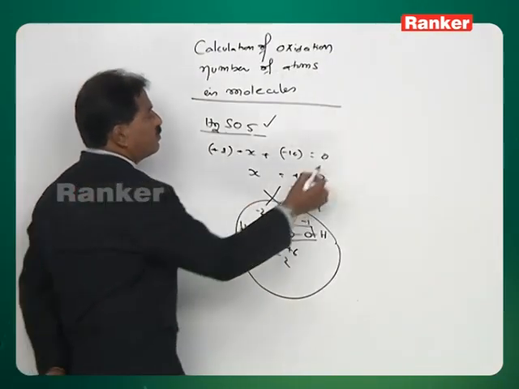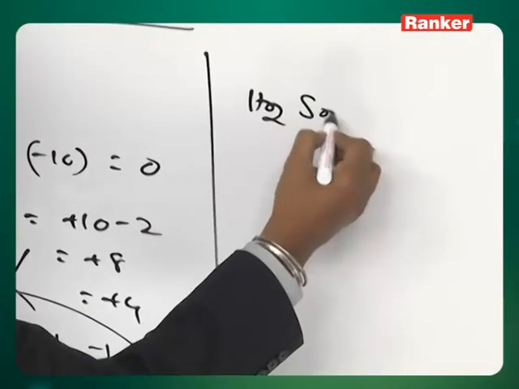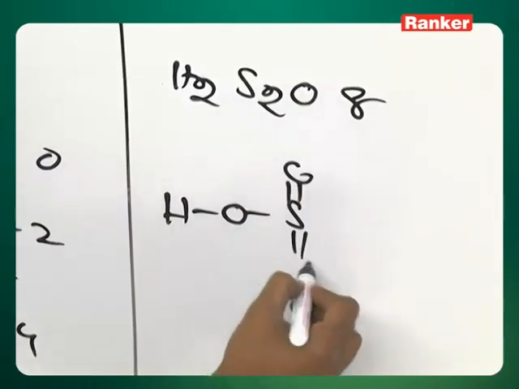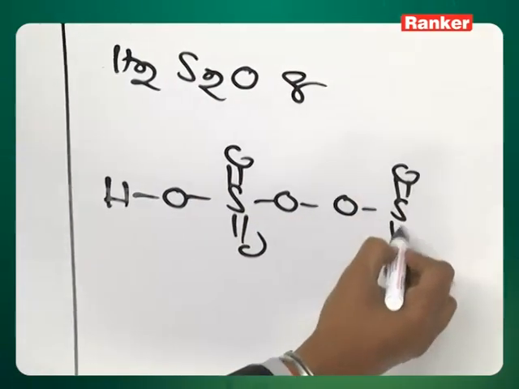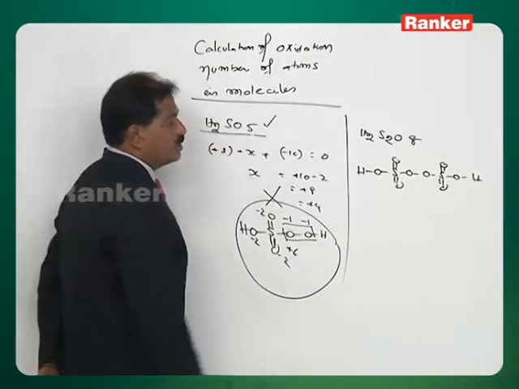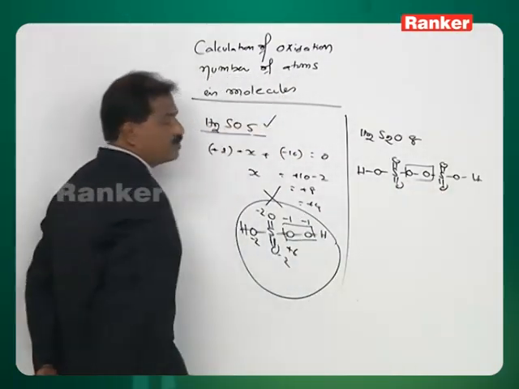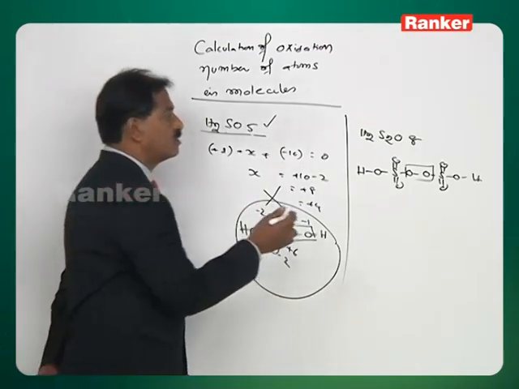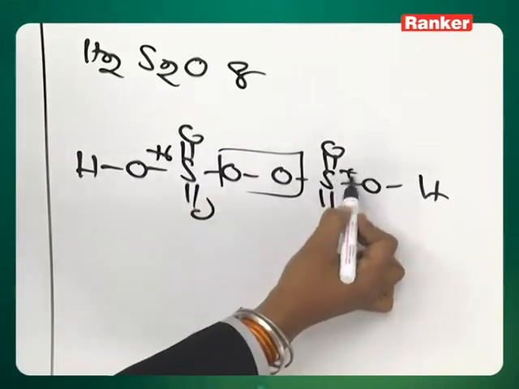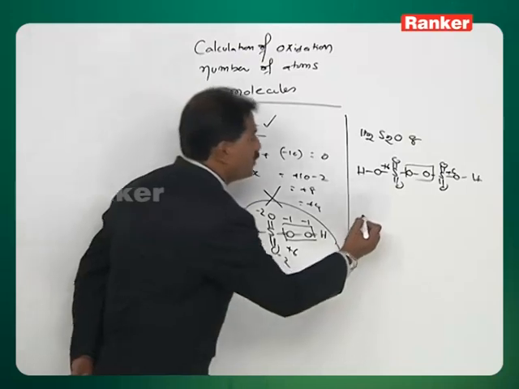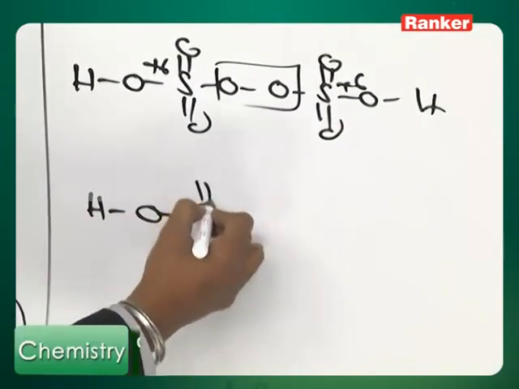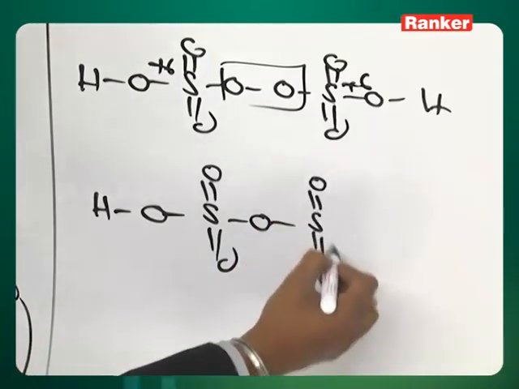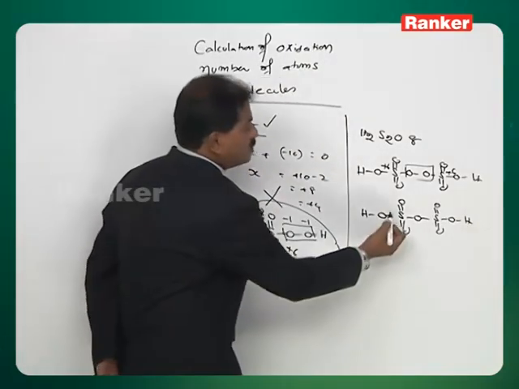Not only for H2SO5, another molecule is H2S2O8. Here again, if you follow the structure, you will get the correct oxidation state of the sulfur. Here also one peroxy linkage is present. Because of the presence of the peroxy linkage, if you apply the rules directly, we will get wrong results. Therefore, here the oxidation state of the sulfur is +6, +6. Similarly, for H2S2O7, here the oxidation state is again +6.